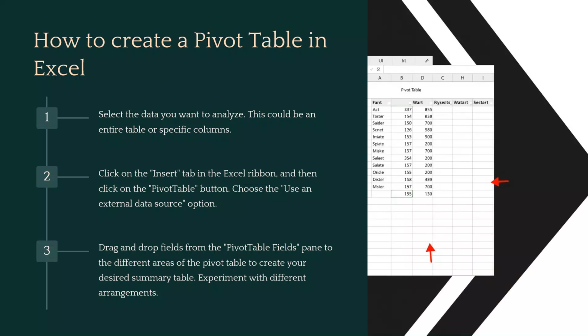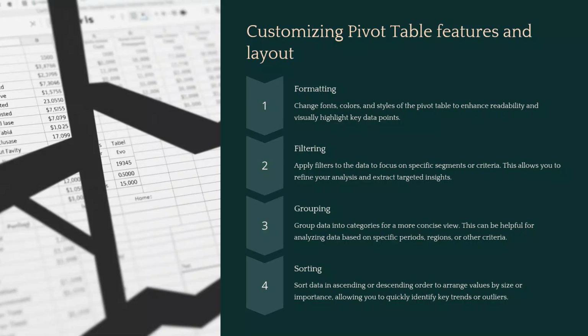Then drag and drop the field from the Pivot Table fields pane to the different areas of the Pivot Table to create your desired summary table. So we shall see that one in practice. Customizing the pivot table features and the layout is what we shall learn about.